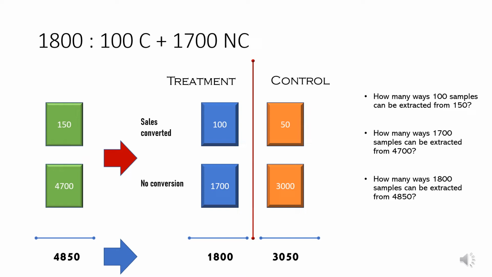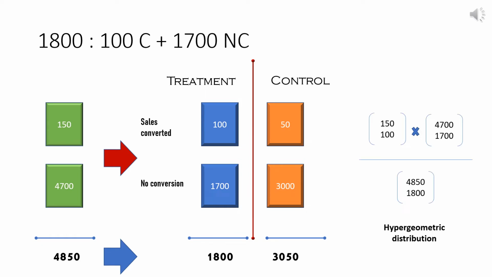So that will be your denominator. And what should be the numerator? The numerator is 100 coming from 150, how many such combinations exist, and 1700 coming from 4700, how many such combinations exist, and then you just multiply them. Why multiply? Because they are completely independent. Each combination from 150 C 100 can be combined with each combination that comes from 4700 C 1700. So you just have to multiply 150 C 100 by 4700 C 1700, the whole divided by 4850 C 1800. That will be the probability of generating a random sample that has this 100,700 split.